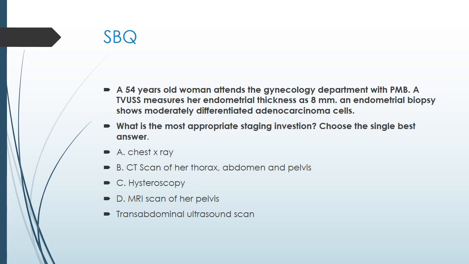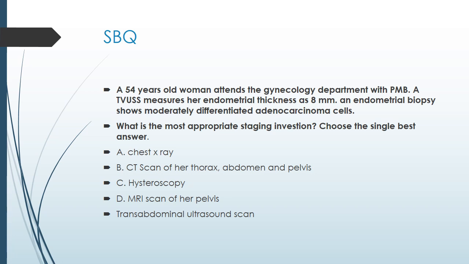Single best answer questions. A 54 years old woman attends the gynecology department with postmenopausal bleeding. A transvaginal ultrasound measures her endometrial thickness as 8 mm. Endometrial biopsy is taken, and the endometrial biopsy report shows moderately differentiated endometrial adenocarcinoma cells. Then, what is the most appropriate staging investigation? Choose the single best answer.